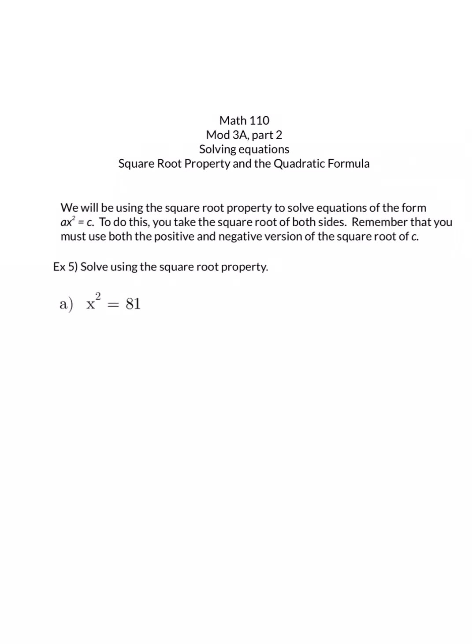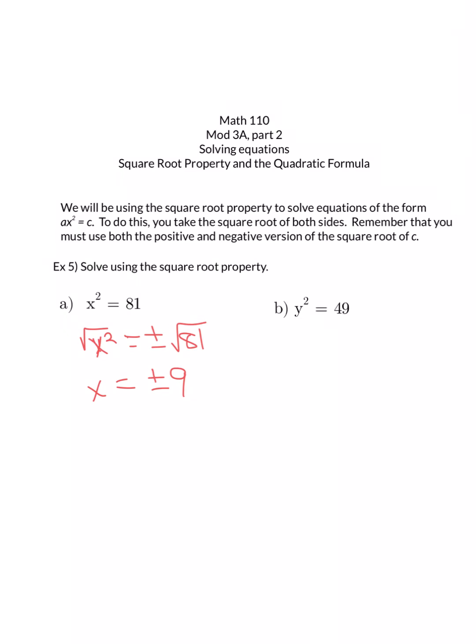For our first example of solving using the square root property, we're going to do a very basic problem. When we are solving a problem like x squared equals 81 using the square root property, we have to remember that we are doing the square root of both sides. The square root of x squared is x. We do plus or minus, and then the square root of 81 is 9. If you think about it, positive 9 squared is 81, and negative 9 squared is also 81.